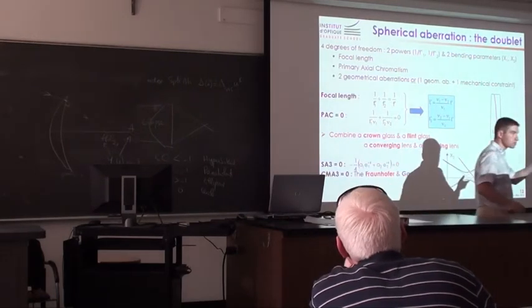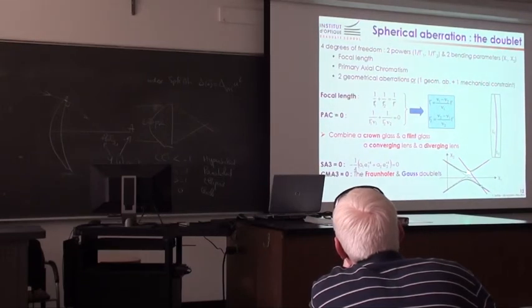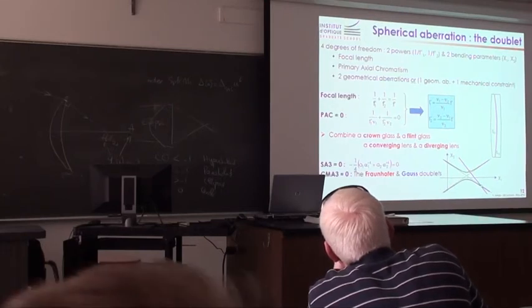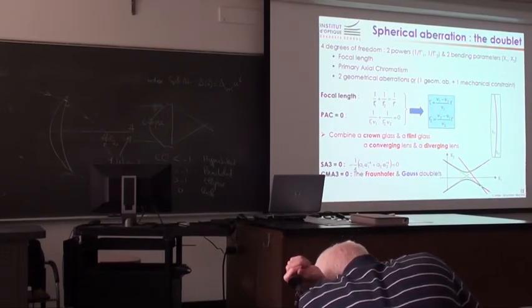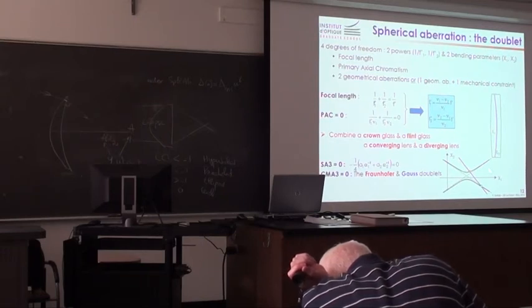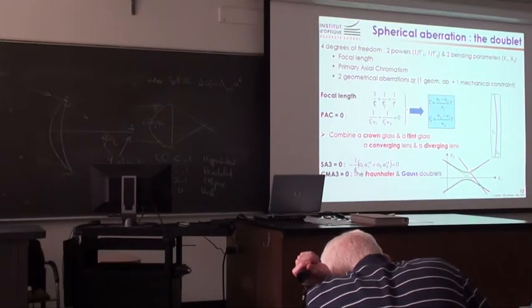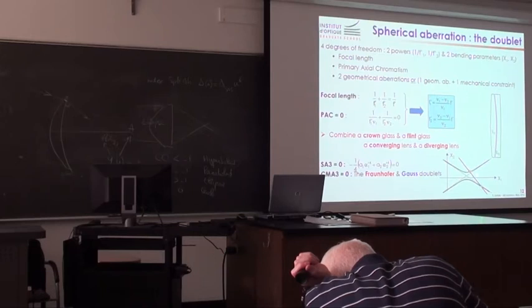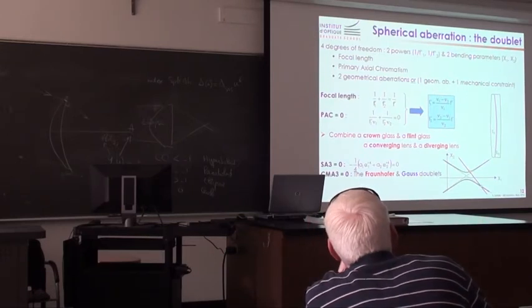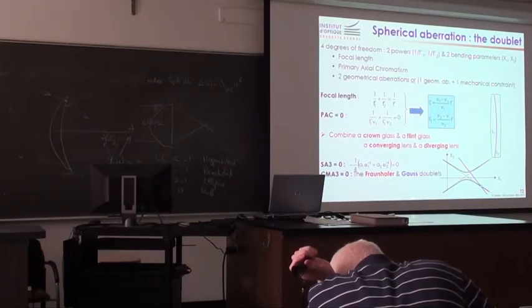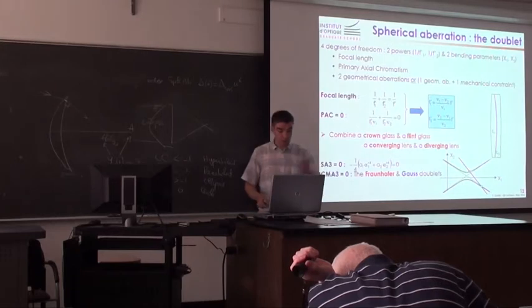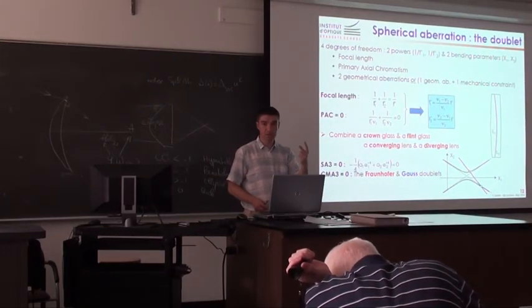Now, going beyond, you want to kill coma of the third order. One can show that this equation, CMA3 equals 0, amounts to putting a linear constraint between the two bending parameters. So killing SA3 and CMA3 is possible if you choose couples of points that are either here or there. Well, there is vocabulary here in the community. We call Fraunhofer doublets the ones that have the lower bending parameters, and we call Gauss doublets the ones that have larger bending parameters. This is vocabulary. But you see that there are two couples of points, two families of doublets.